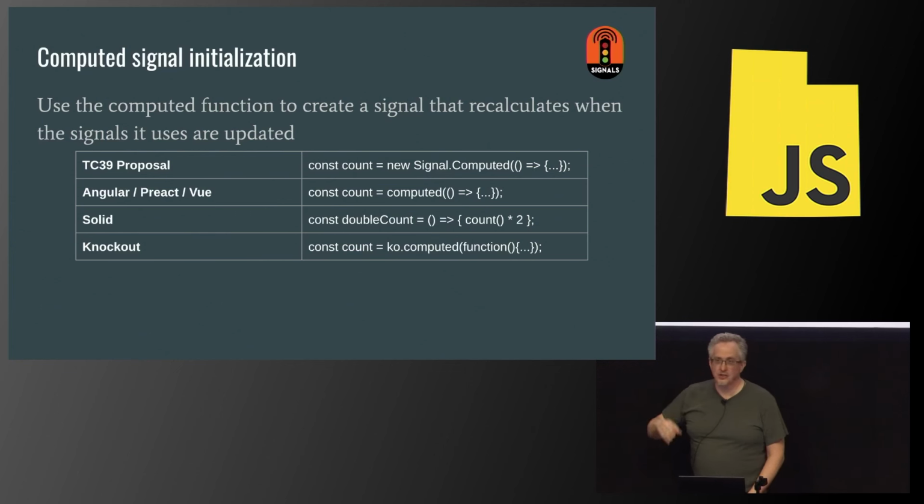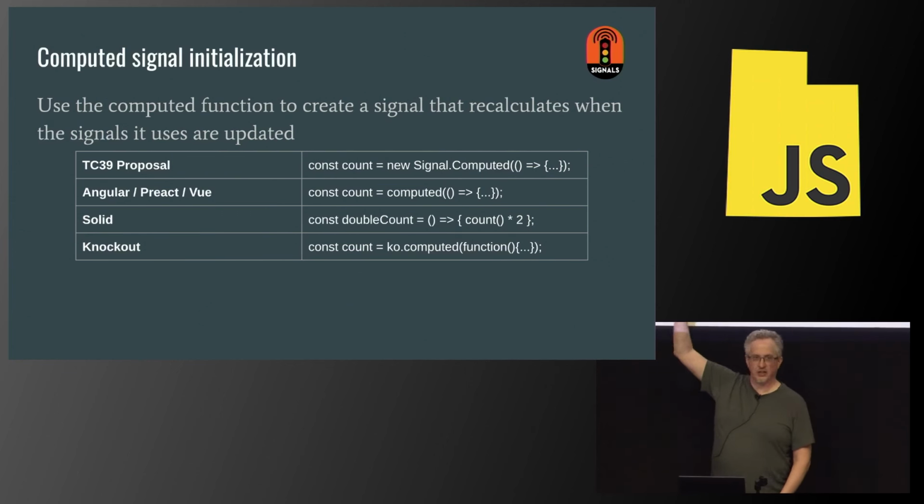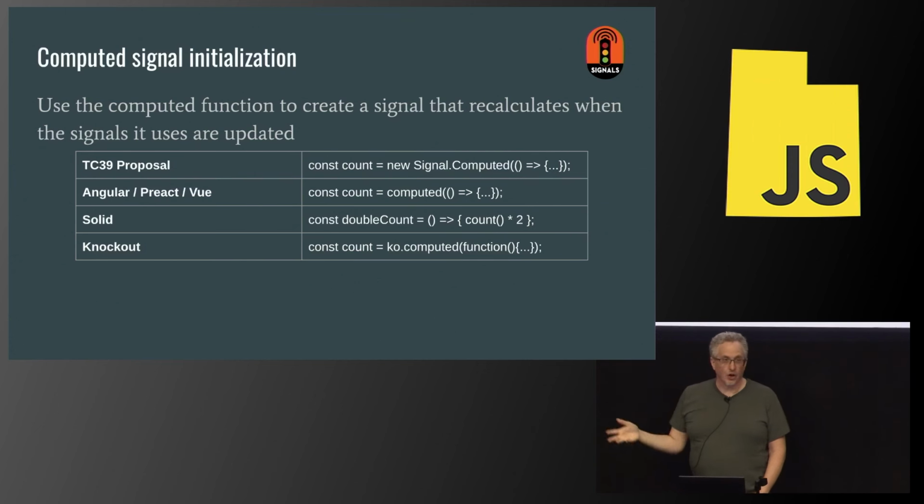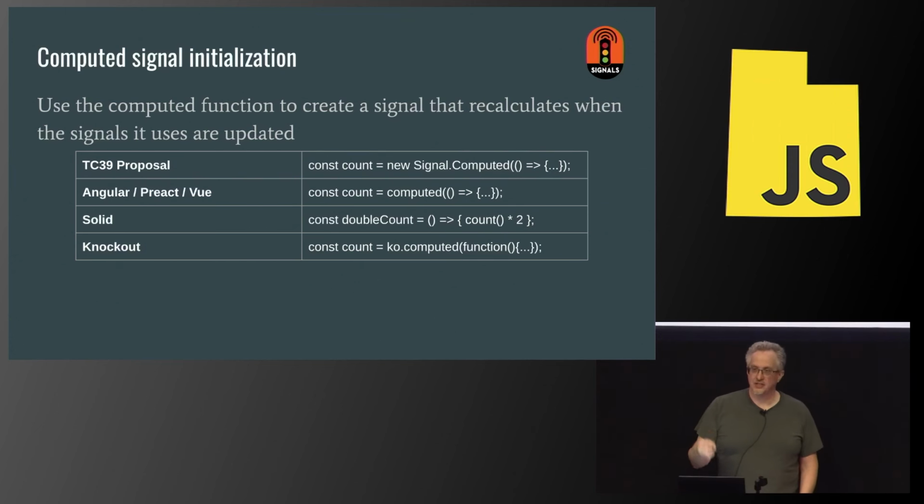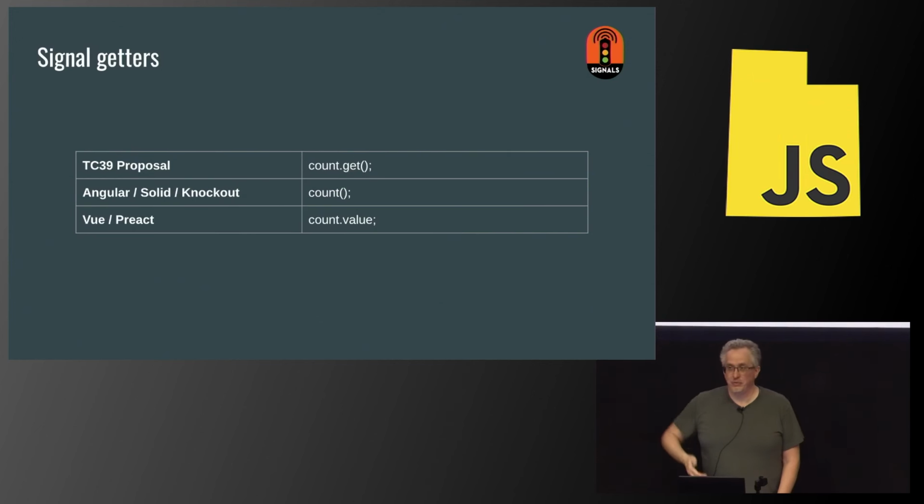With the computed, these are all different ways of doing callbacks that are wrapped, except interestingly for Solid, it's so signal specific you don't even need to wrap it in anything. But they're all just wrapping callbacks in computed. And when we want to get the value, there's multiple ways to do it. Dot get, or just put parentheses around it, or after it, or get the value out. And the point is, the different ecosystems have come up with different ways to do it.